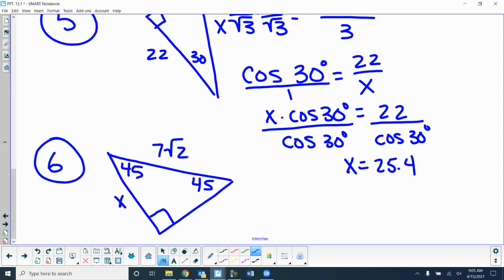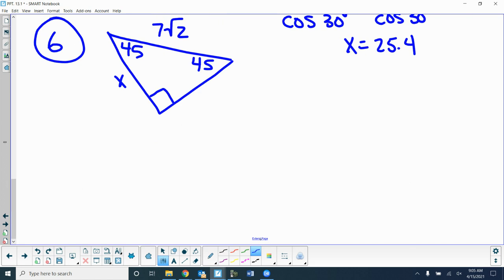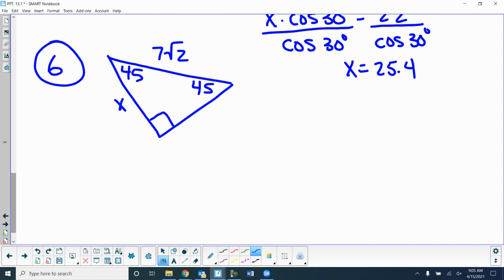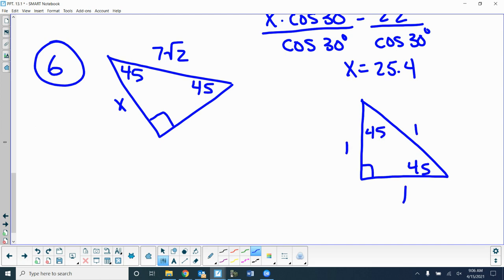Which side is the 7 radical 2? Hypotenuse. Remember, on the 45-45 triangle, I told you to make these ones, they're the same. And then the hypotenuse is always the length of the leg times the square root of 2. So going from here to here, I go times the square root of 2. What am I going to do going from here to here, the backwards way? Divide. So what's 7 radical 2 divided by radical 2? 7. So that's what I would do.